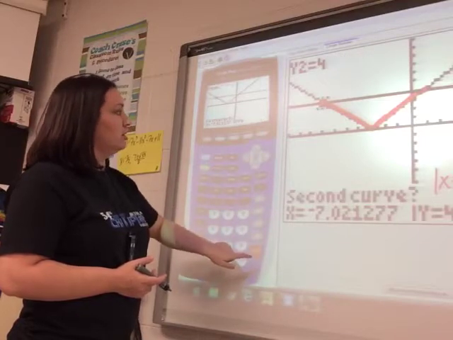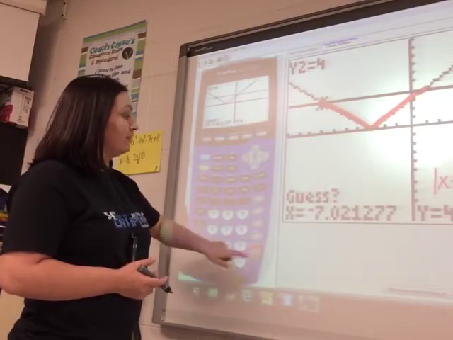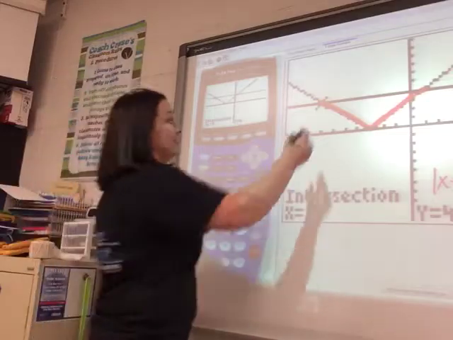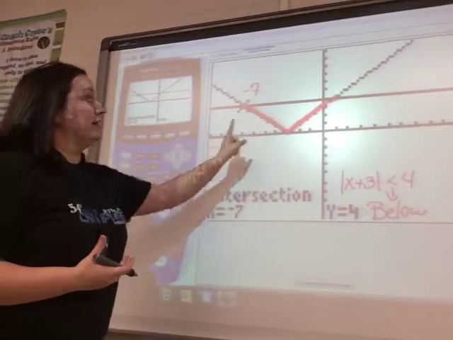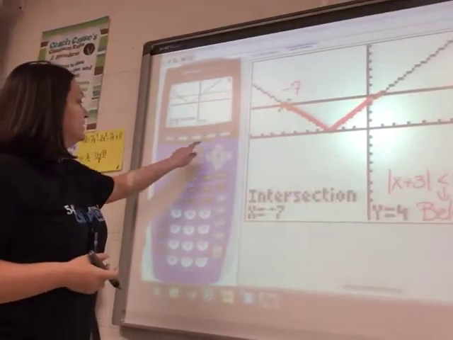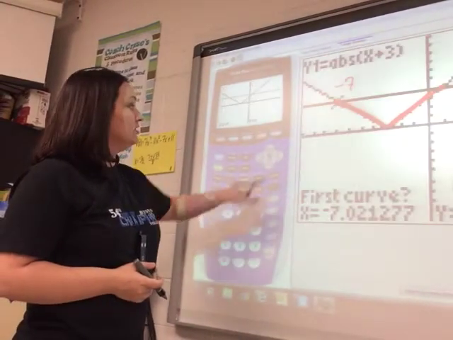Okay, hit enter on the curve, hit enter on your line, and hit enter for guess. And we're told that this is when x is -7. So I'm going to jot that down real quick. Find the other one the exact same way. Second, trace, intersection.